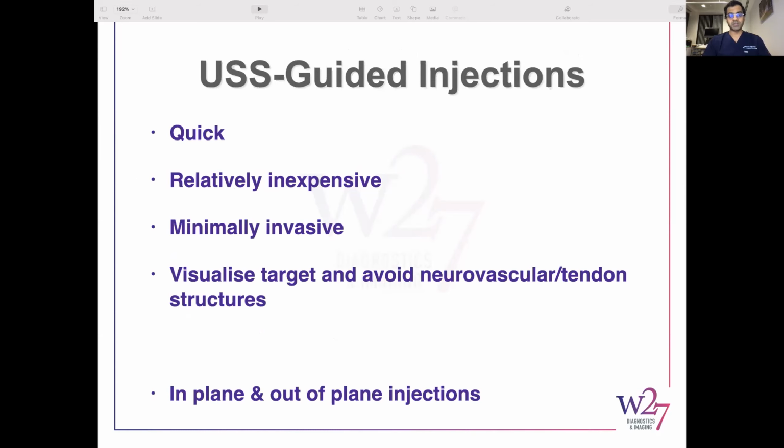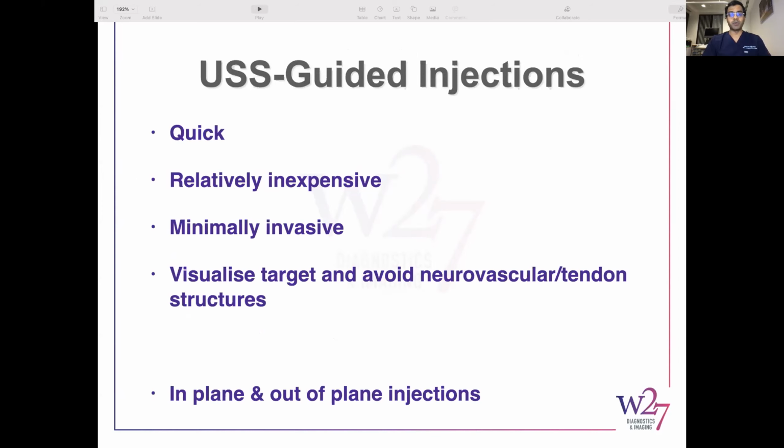So guided injections under ultrasound are fairly quick. They're relatively inexpensive and minimally invasive when you compare to alternatives. The reason for using image guidance is really to make sure you improve your accuracy and visualize your actual target area, whether it's a joint or soft tissue lesion, and you can avoid the neurovascular structures.